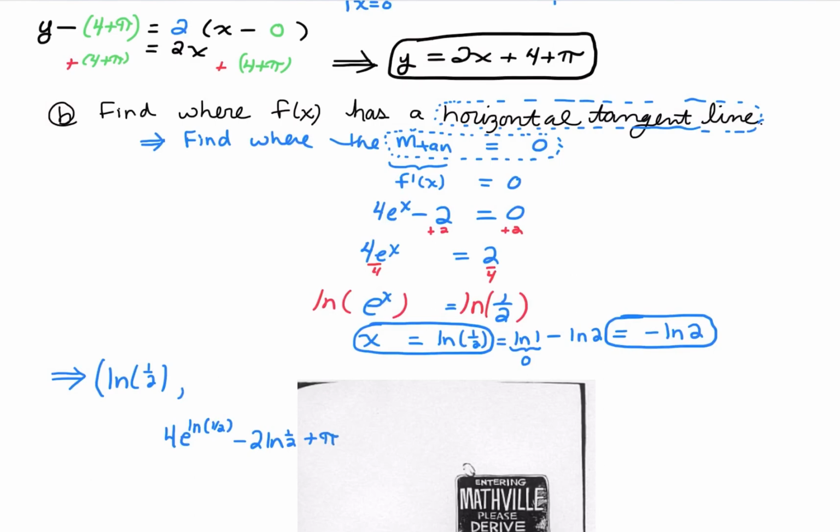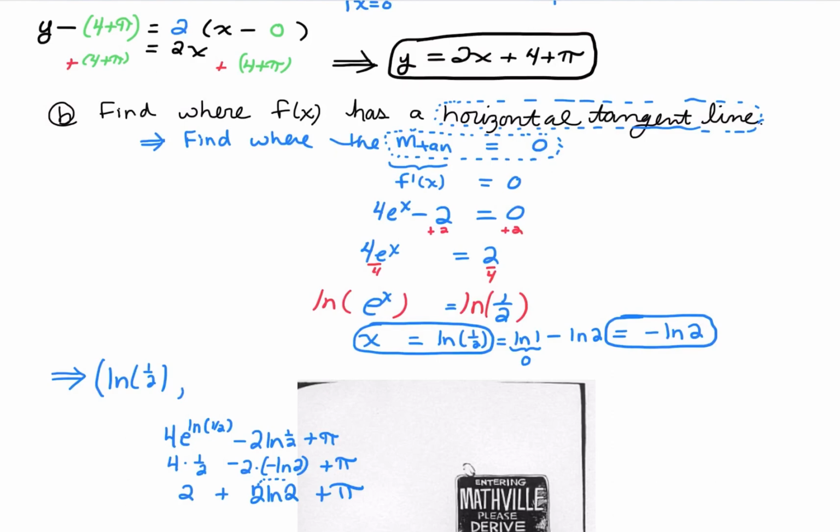And this is one of our properties of logs. It says e to the natural log of something is just going to be that something. So this is actually just going to be 1/2. And then we have minus 2 times, I'm going to think of natural log of a half like we said before, just a little nicer, negative natural log of 2, plus pi. So we have 2, and then this would be plus 2 natural log of 2 plus pi.